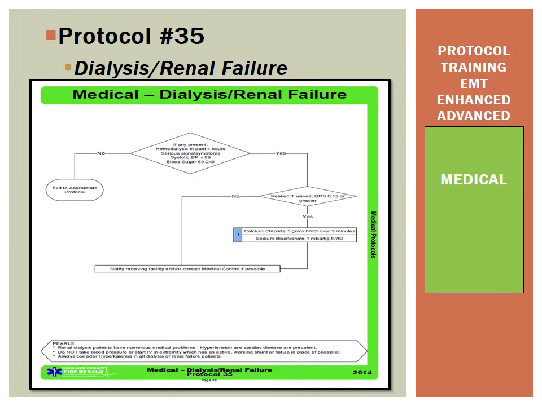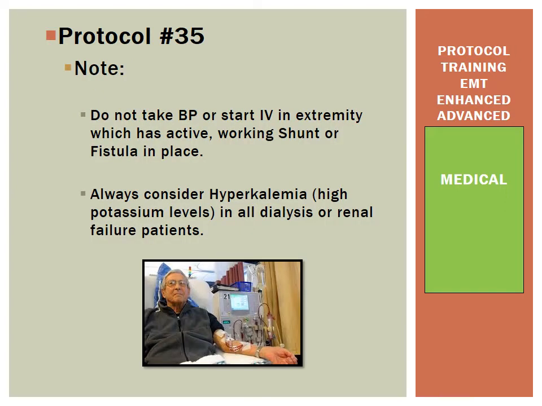All right, Protocol 35 is our dialysis and renal failure protocol. And in this protocol, there is no real treatment at the EMT or advanced level. However, we do need to talk about that we do not want to take a BP or start IVs in extremities which have active working shunts or fistulas in place. We always consider hyperkalemia or an increased potassium level in all dialysis or renal failure patients.